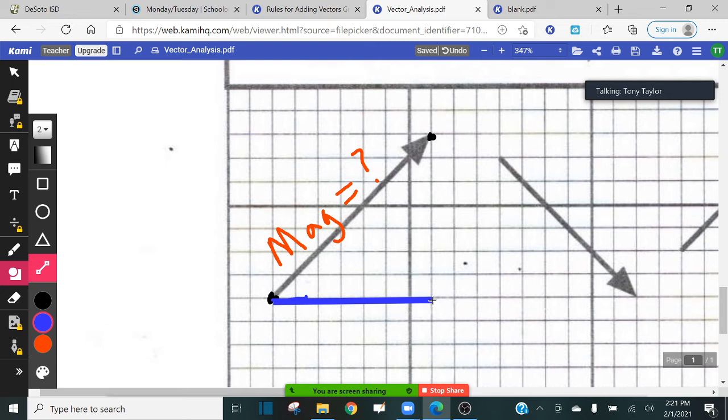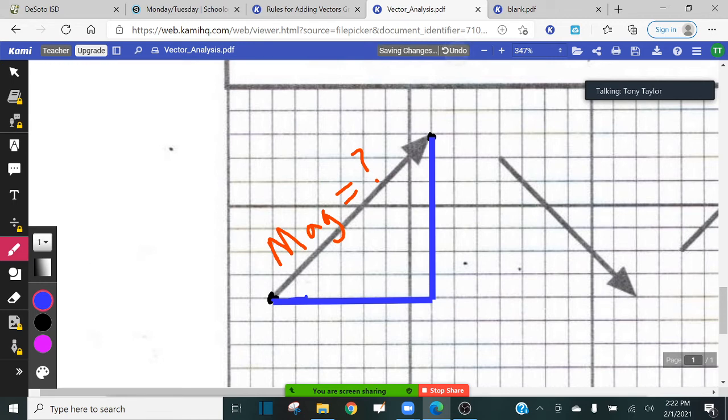Now, how many do I move in the y direction? 1, 2, 3, 4, 5, 6, 7. Okay. So clearly this vector here has an x component that is 7 units long and a y component that is also 7 units long. Okay. So once I know how long the x component is and how long the y component is, I can easily find the magnitude of this vector.